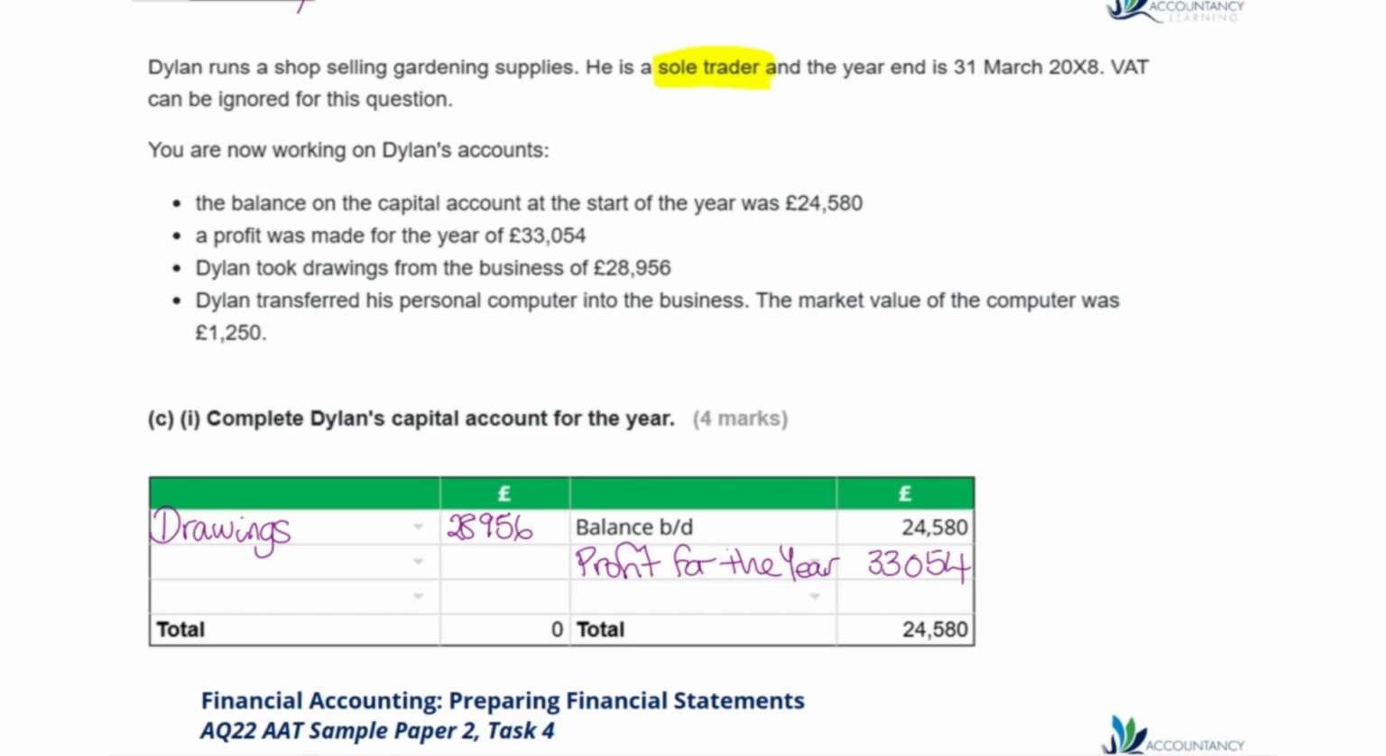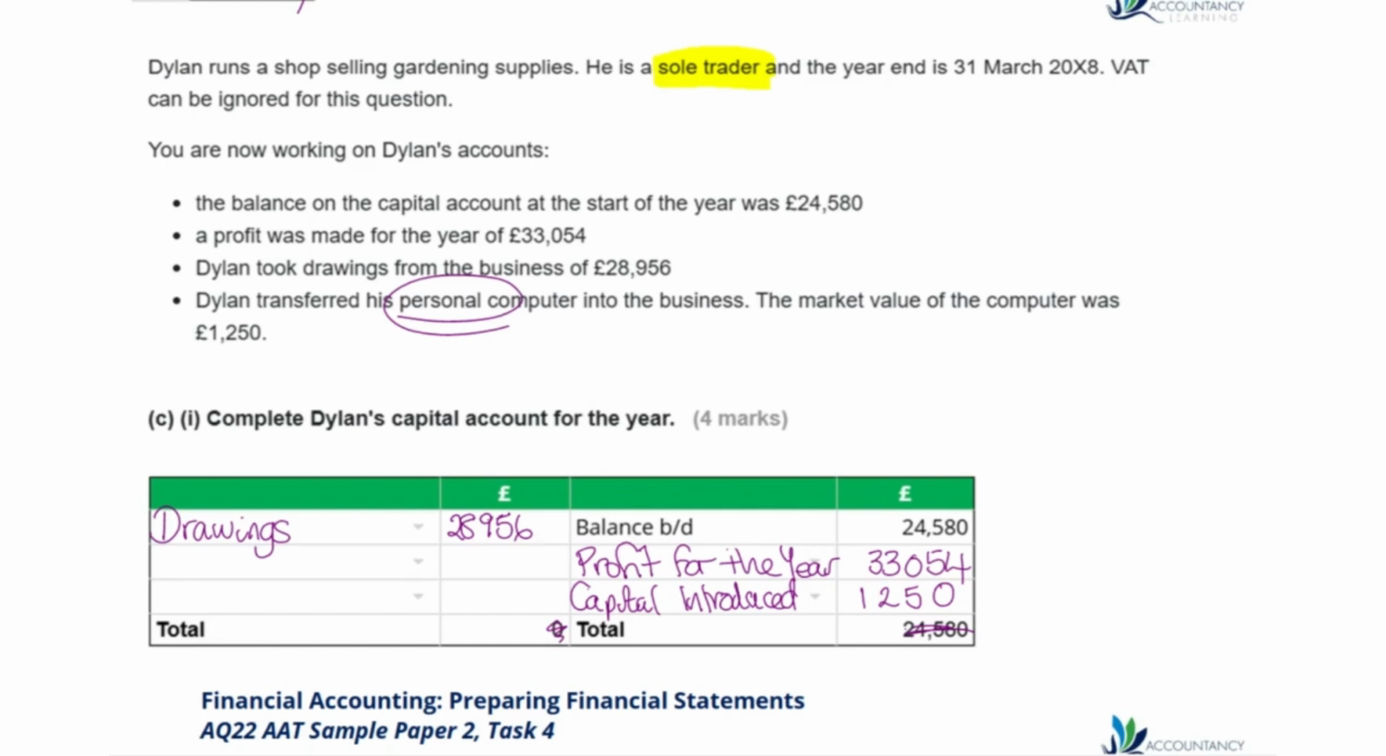We've got Dylan transferred his personal computer into the business where the market value was 1,250. So he's put personal computer into the business. That's a form of capital. It's a form of investment. So we can choose capital introduced of 1,250. And this would be auto summing in the exam.